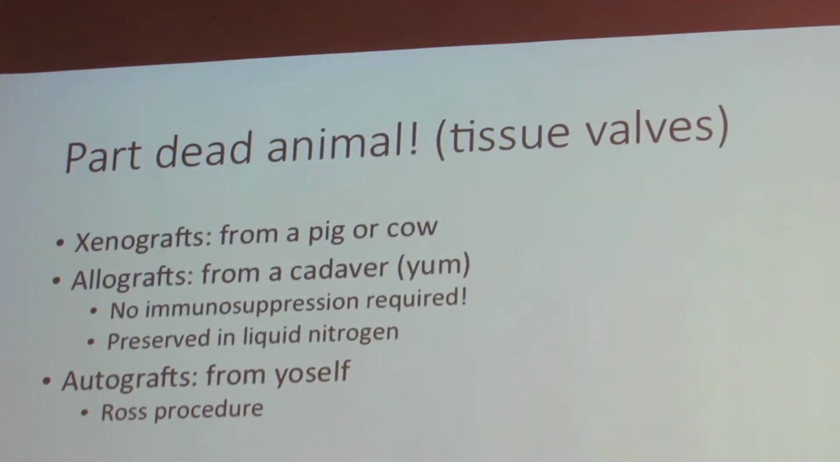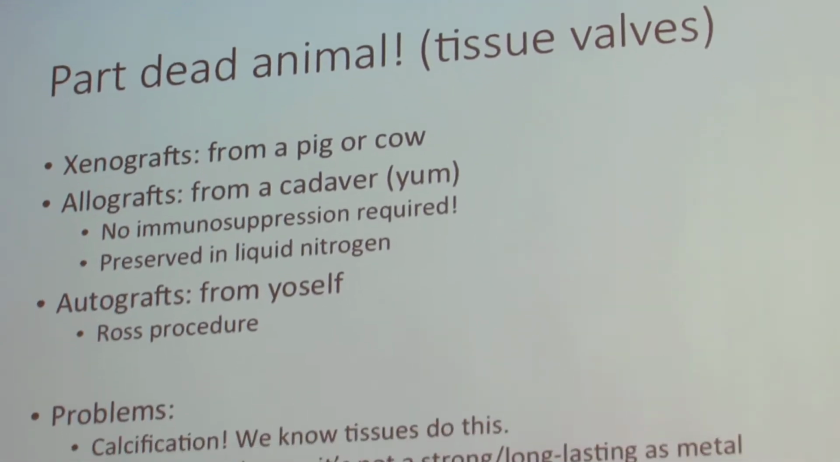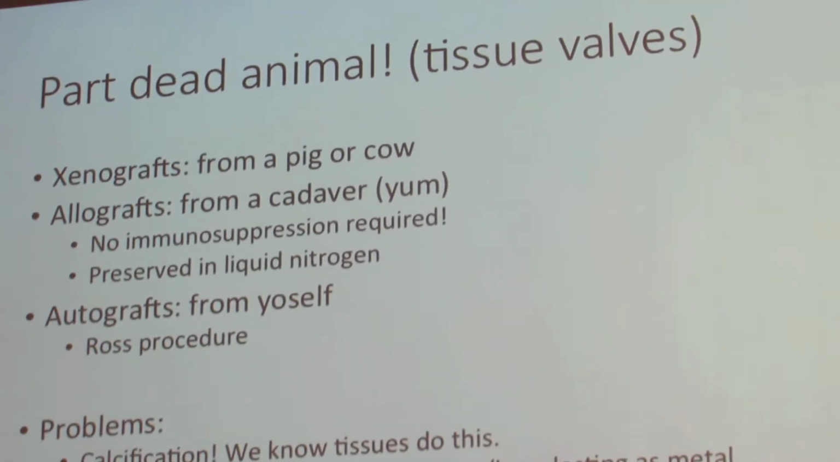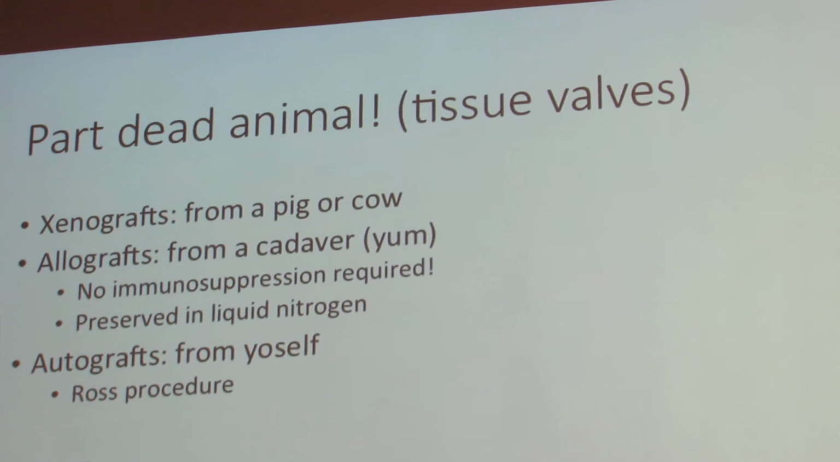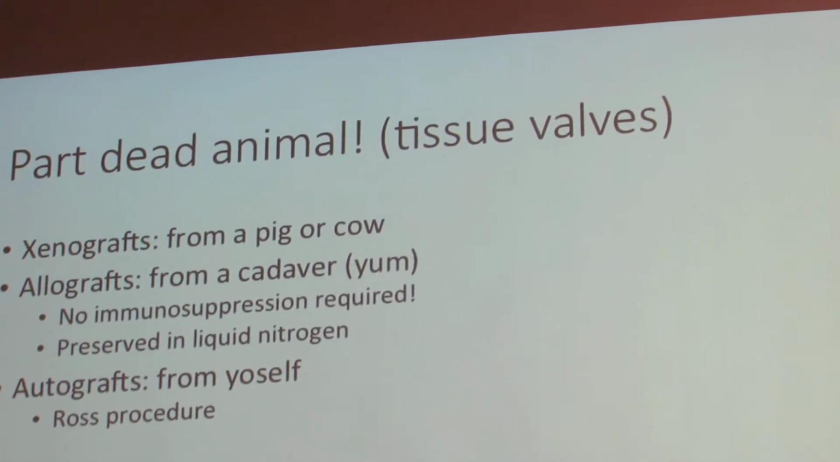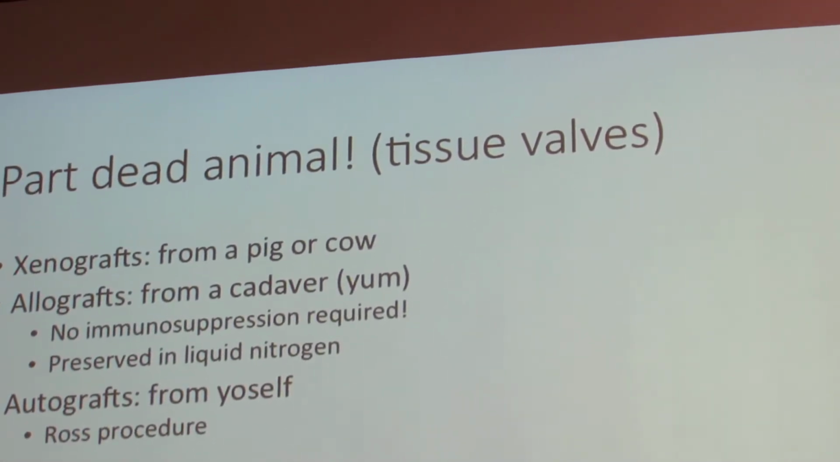And tissues wear down. If you throw blood at tissue at a high enough pressure, it's going to start to break down. So it's not as strong or as long lasting as metal. It usually lasts about 10 to 15 years, which means it's given to older people.